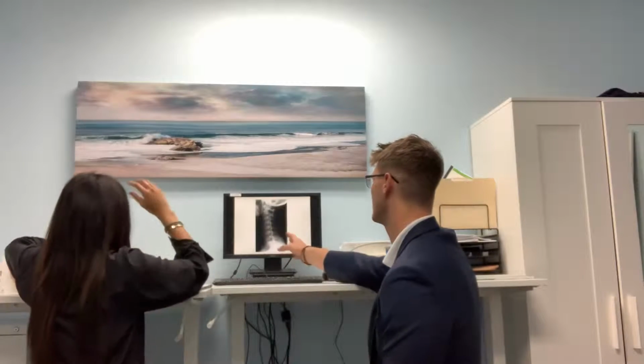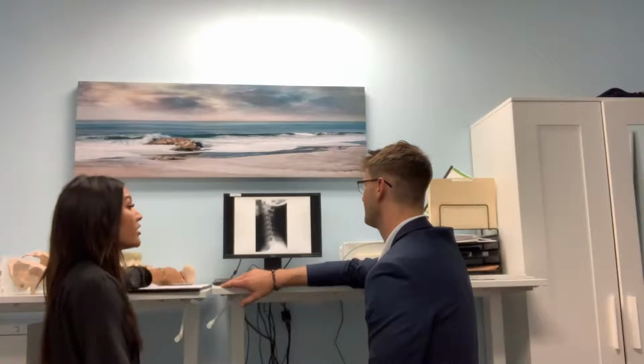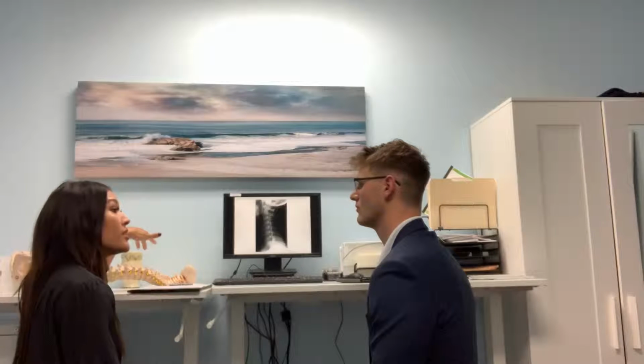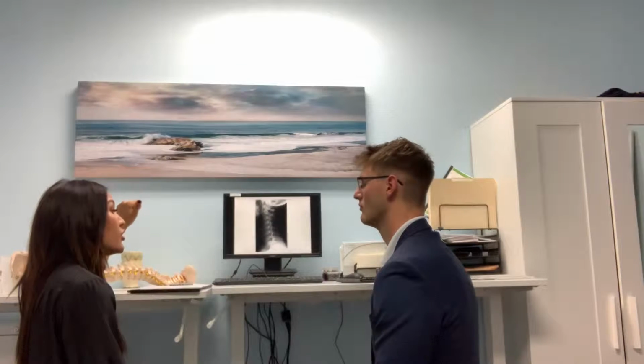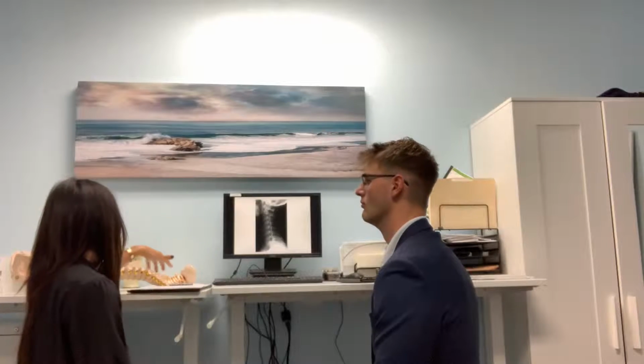Because I don't have any curves, right? In your cervical spine, you don't. We haven't looked at your thoracic and lumbar spine, but the alignment and correction of these is important to maintain your body's ability to heal.